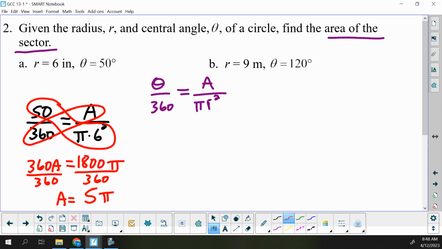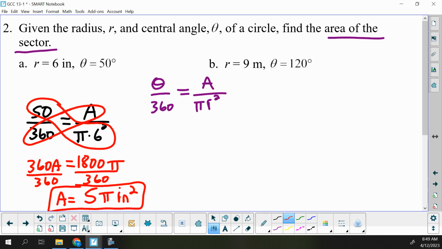But we got to think about units here. This answer is an area. When you have an area, your units should be some units squared. So in this case, we're going to have inches squared because our radius units were inches.